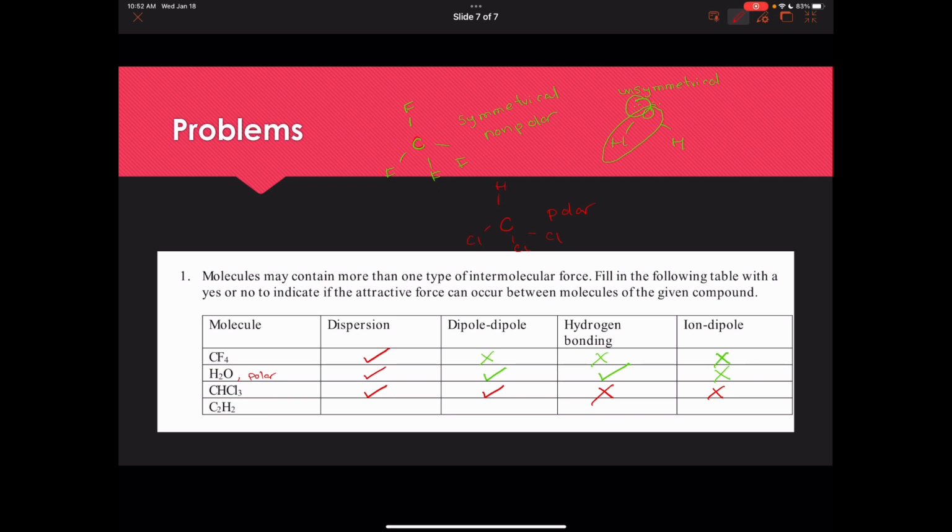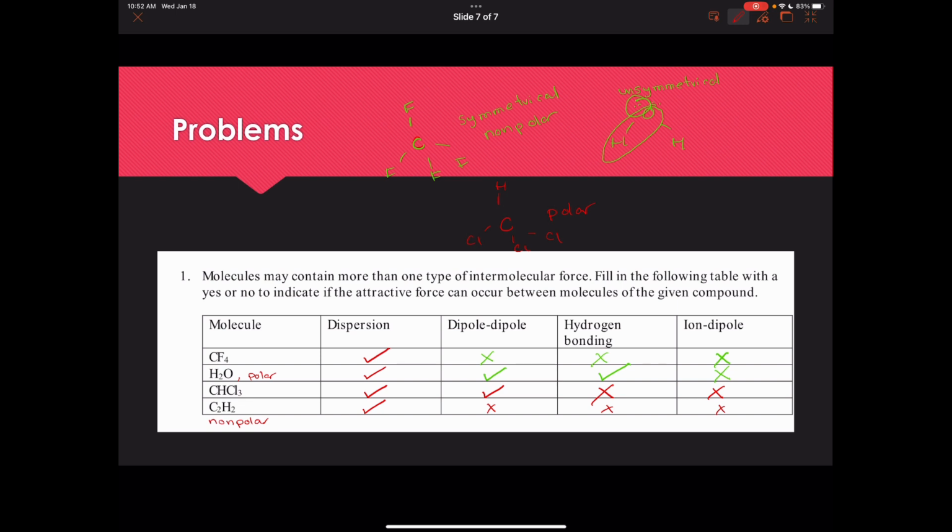And then finally, we've got C2H2. All I see is carbon and hydrogen here. So without even drawing its structure, I know it's nonpolar. So whether it's carbon-carbon bonds, which are nonpolar, or carbon-hydrogen bonds, which are nonpolar, I have all nonpolar bonds. It's a nonpolar molecule. The only force present in a nonpolar molecule is dispersion. So we can eliminate the other 3.